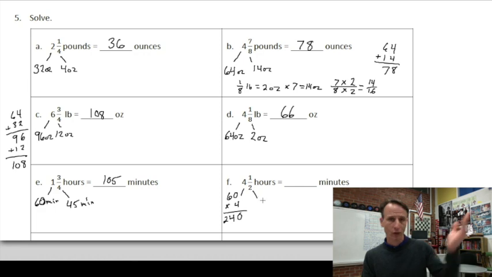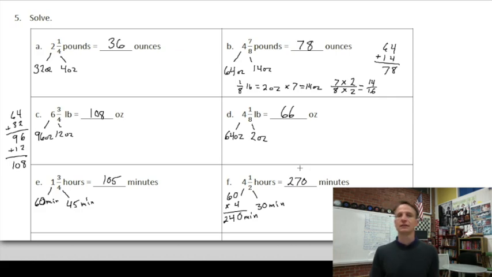Half an hour, we had just done this, right? What's half of 60? 30. And we'll write minutes for both of those. I do like labeling these things. All right, 240 minutes and 30 minutes, or just adding 40 and 30 make 70. So 270 minutes. Nice.